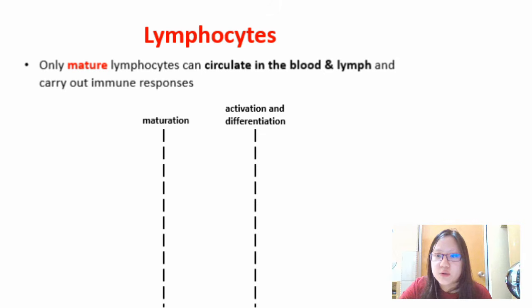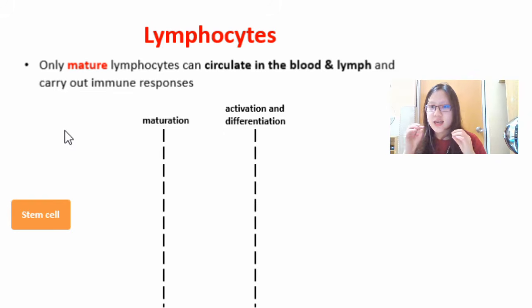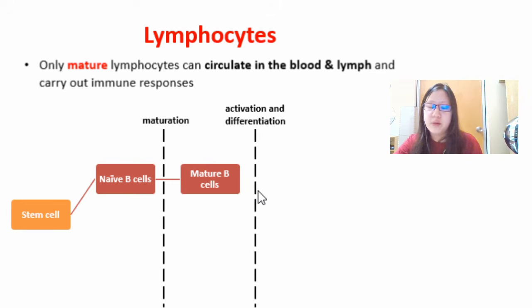Okay, so what do we mean by maturation? This is what we mean, okay? Once upon a time, there are stem cells in the bone marrow. All your T cells and B cells are produced before birth. But these B cells and T cells are naive. They are not mature yet. They are naive B cells. B cells would mature in the bone marrow. Made in the bone marrow, mature in the bone marrow, become mature B cells.